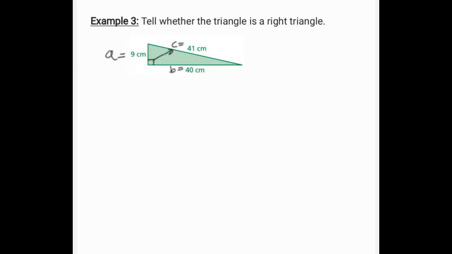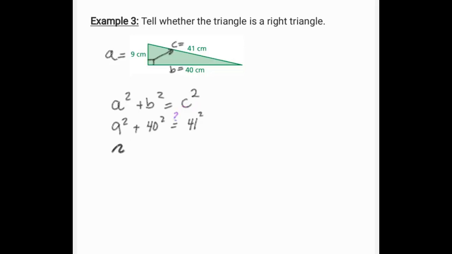Let's use our Pythagorean theorem. A squared plus B squared is equal to C squared. So our A is 9 squared plus our B is 40 squared, and our C is 41 squared. So we're going to go ahead and work it out to see if the left side is equal to the right side. So I'm going to leave a question mark right there.